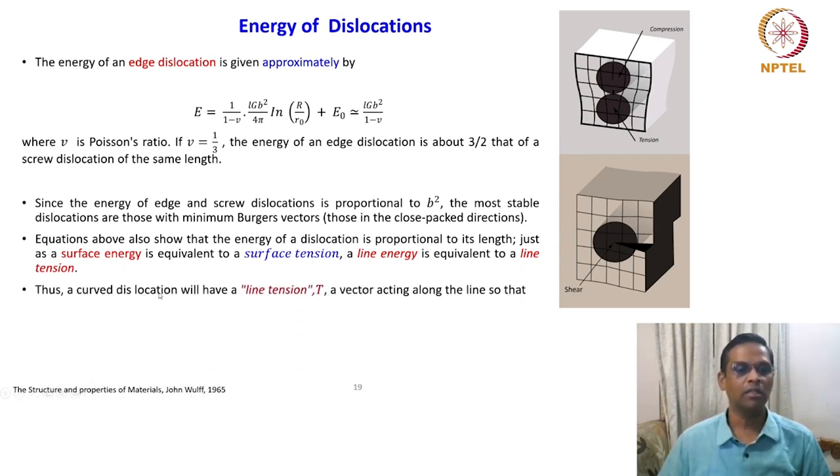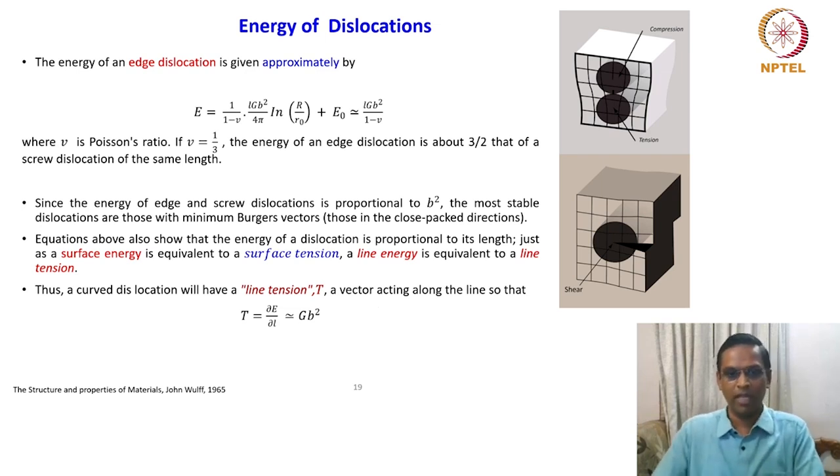Thus, a curved dislocation will have a line tension T, a vector acting along the line. So we can write it like this. T is equal to the rate of change of energy, or change of energy per unit length, which is equal to G b square, the line tension. We will use this term when we talk about dislocation interactions and when dislocations interact with obstacles. These concepts will go a long way when we discuss strengthening mechanisms and so on. So it is good that we get familiar with all these terms right at the beginning, the line tension.